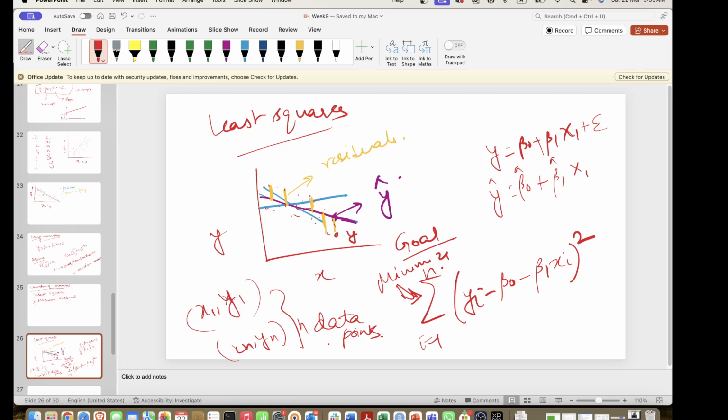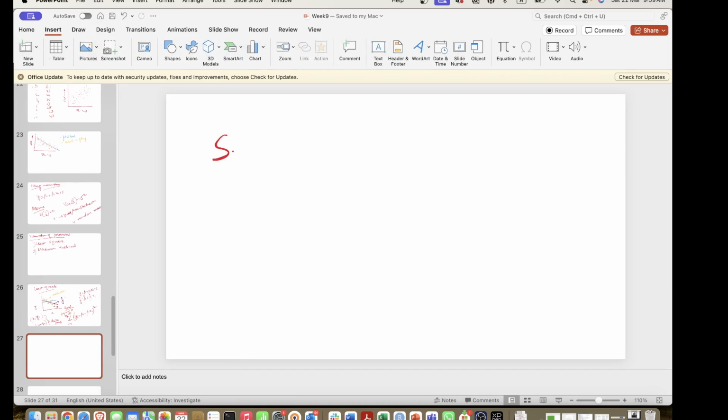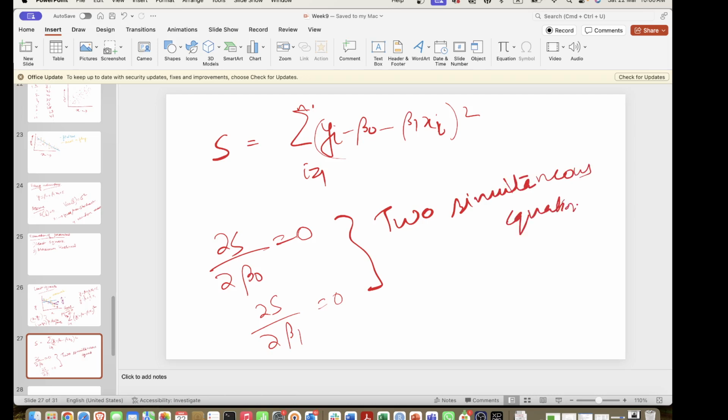And how do we do that? If we call this S, equal to summation yi minus beta naught minus beta 1 xi whole square, i equal to 1 to n, we just take partial derivatives with respect to beta 1 and beta naught, equate them to 0, then we'll have two simultaneous equations. We solve and we get the values.